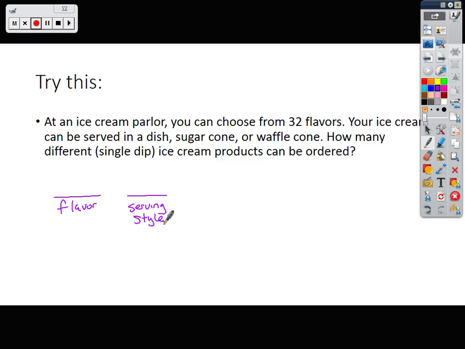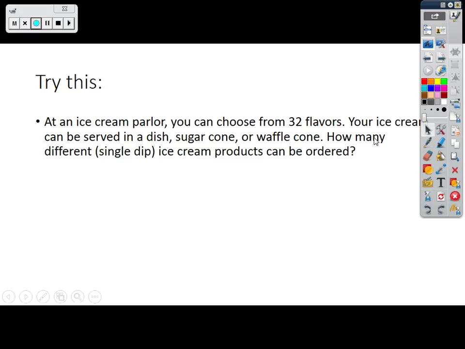So we know that there are 32 different flavors, and then it can be in a dish, a sugar cone, or a waffle cone, so there's 3 different styles. And so if we do 32 times 3, we get 96 ways. So there's an example where you draw your spaces first, and then you fill in your spaces.